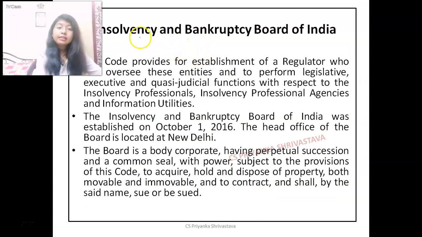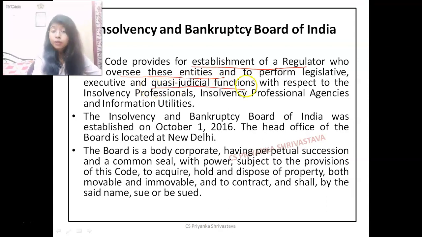Now what it says is the Insolvency and Bankruptcy Board of India. The code provides for the establishment of a regulator who will oversee the work of these entities and will perform legislative, executive and quasi-judicial functions. Okay, legislative means it will regulate the functioning of these bodies and can take disciplinary action against these people, or give guidelines and issue a code of conduct for them. And it also acts in a quasi-judicial function.